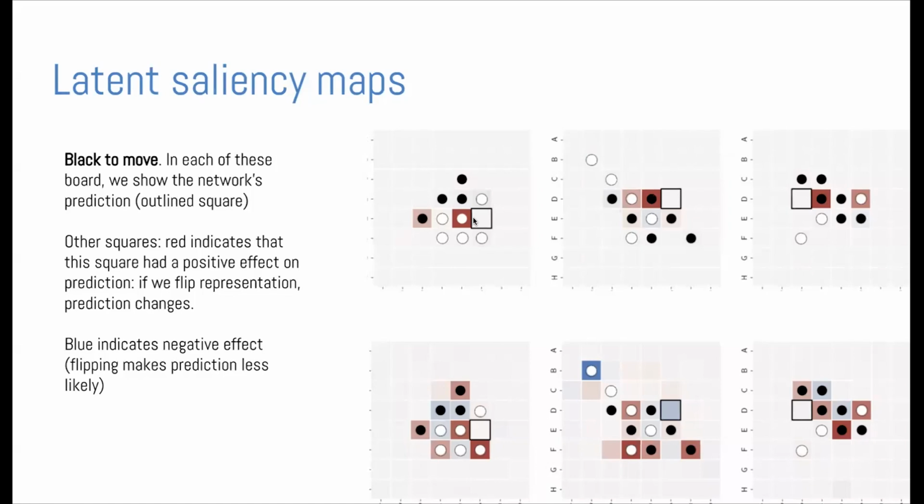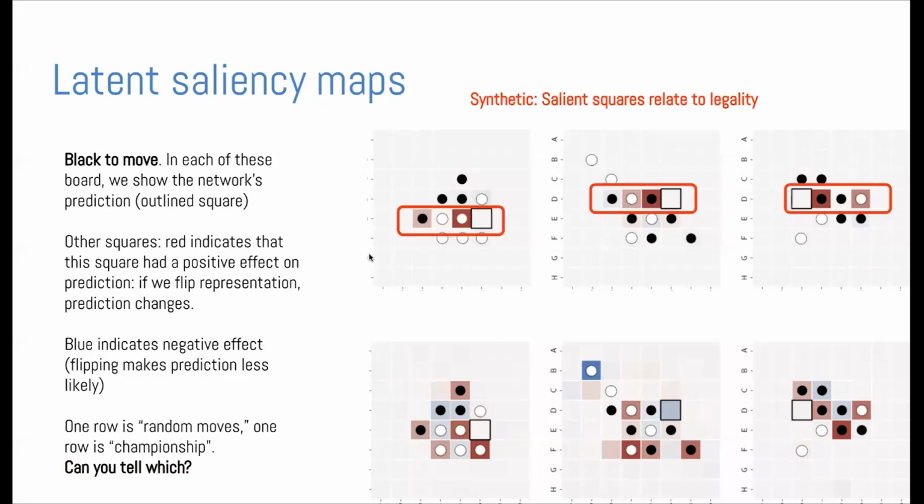Okay, I'm going to show you the answer. The synthetic ones, where it's just purely legal moves, are this top row. That makes sense because you can see that for each move, the squares that really matter are all lined up with that exact move. It's clearly just thinking about legality.